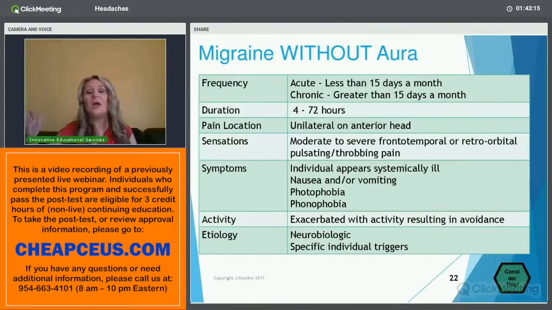And then the attacks of migraine can be acute, only less than 15 days a month, or they can kind of roll right into each other, the attacks, greater than 15 days a month for chronic sufferers.